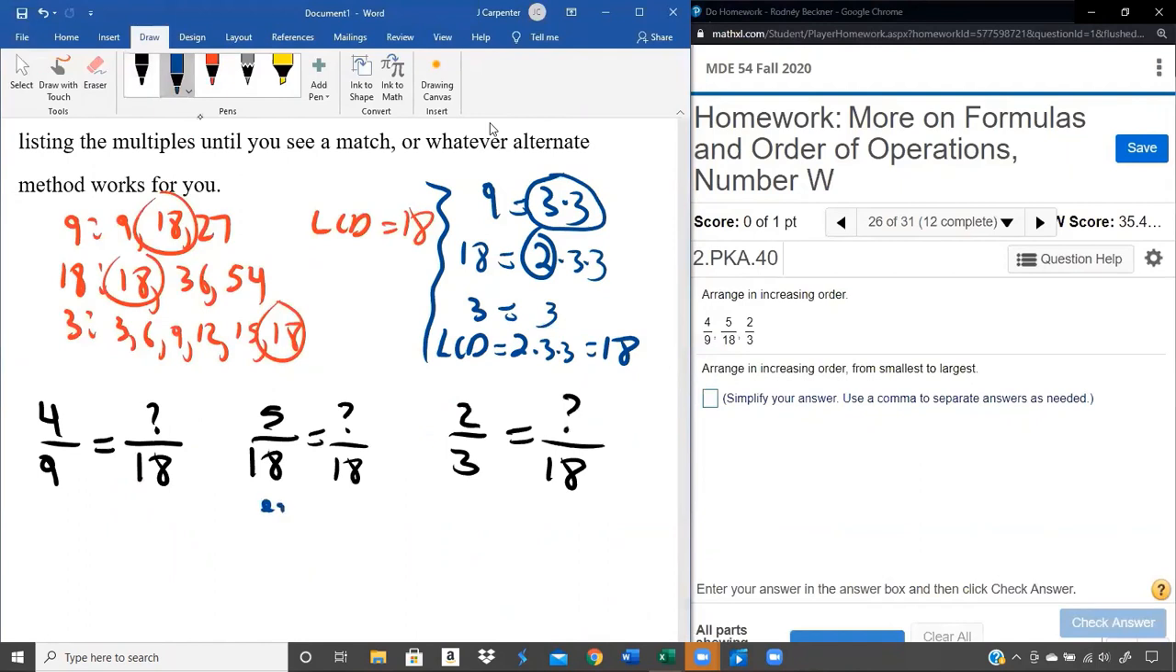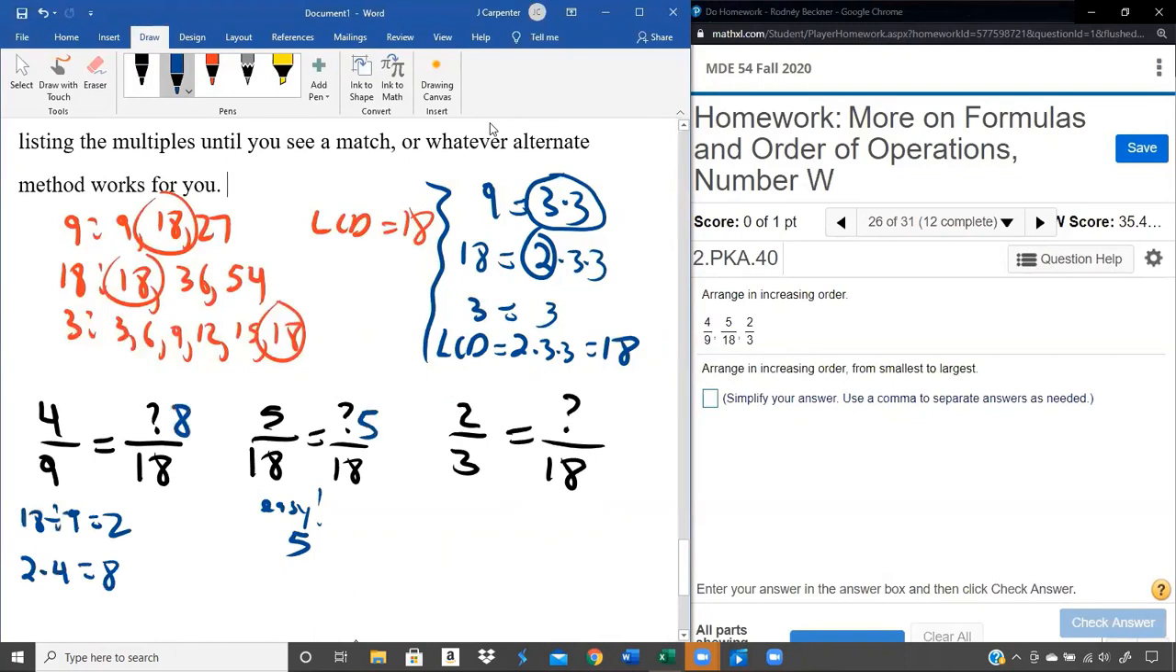Well, the middle one's easy. The bottoms are the same, so that number should be 5. 18 goes in 18 once, 1 times 5 is 5. The denominators don't change, the top can't change. For the first one, 18 divided by 9 is 2. Then we take that 2 and multiply it by the 4, which is 8. So that one would be 8.